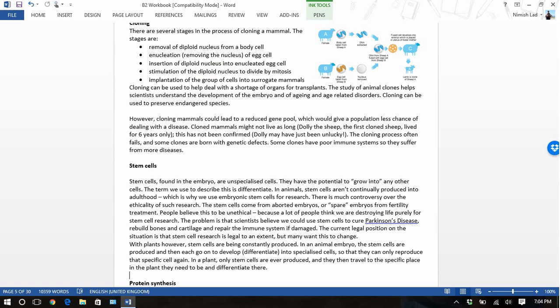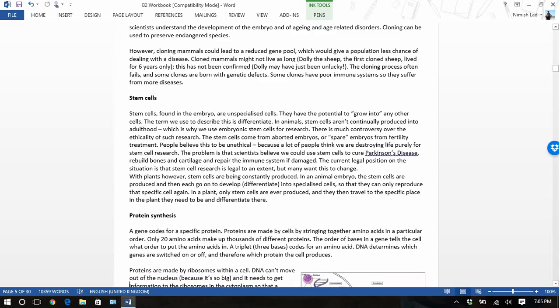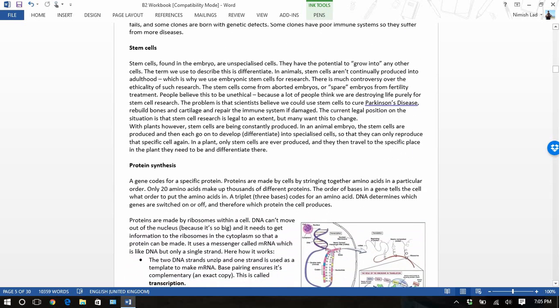There's an implication that cloned animals might not live as long. Dolly the sheep only lived for 6 years, the very first cloned sheep. This hasn't actually been confirmed yet, so they need to do further tests to see the link between premature death and cloning animals. Quite often, the cloning process fails, and some clones are born with genetic defects, and some clones have poor immune systems, so they suffer from more diseases. So there's lots of difficulties with cloning, we haven't nailed it. So it's not something that we're completely happy with.